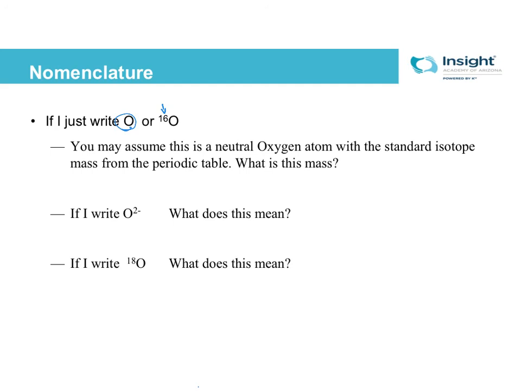Some things to keep an eye out for is a number with a charge written to the top right. That means you've got an ion. Or a number written to the top left that doesn't match the mass on your periodic table. That means you're dealing with an isotope.